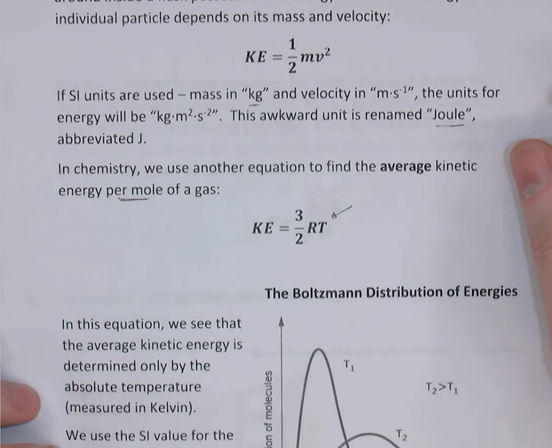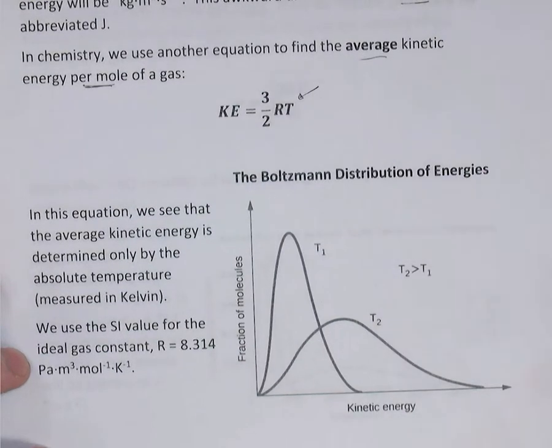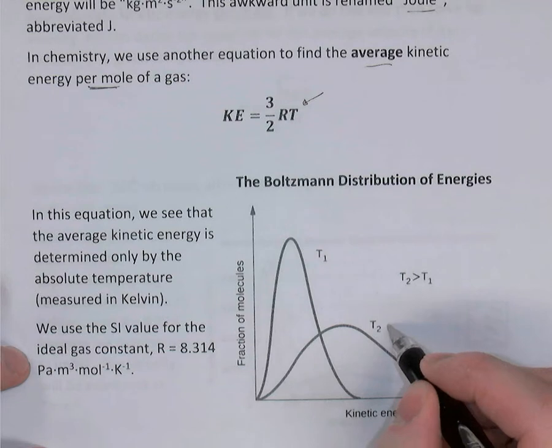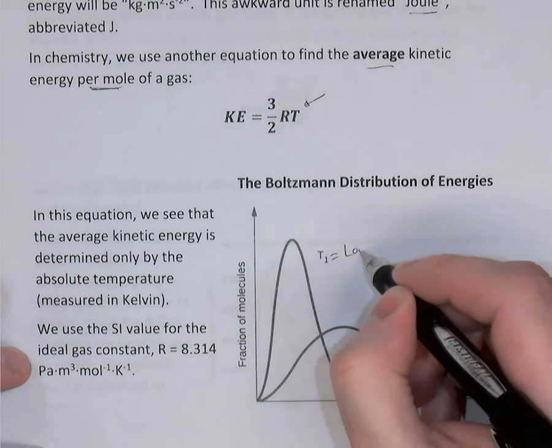Now, why do we stress this idea that it's an average kinetic energy? Down here we have what's called the Boltzmann distribution of kinetic energies, and it's showing you the distribution of energies of a gas at two different temperatures. And in this little statement here, T2 is a higher temperature than T1. So let me label this as high temperature, and this is a low temperature.